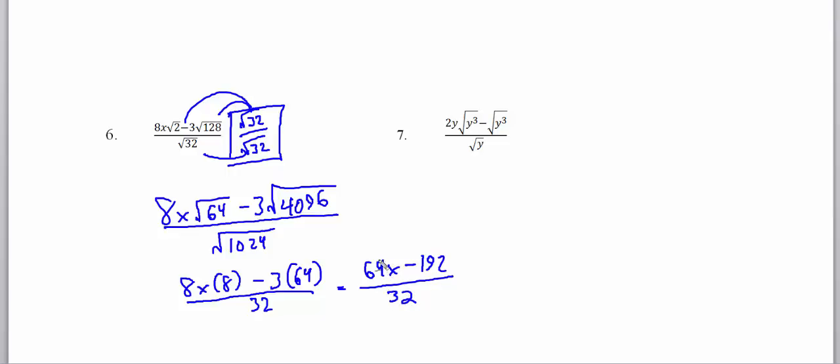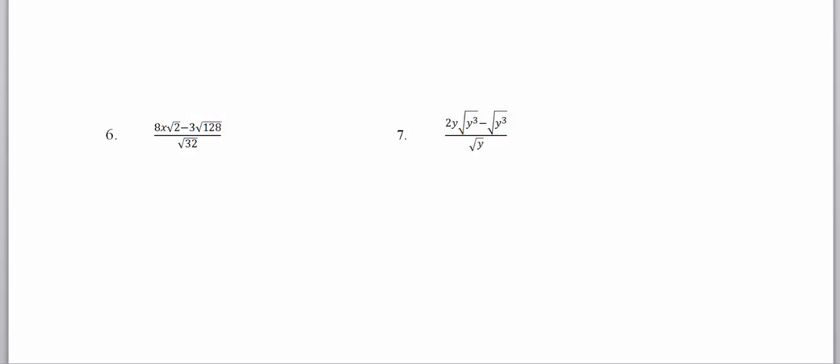What's great about that is 32 is divisible by both of these numbers. So if I break this up into 64x over 32 minus 192 over 32, I can now divide this to make 2x, and I can divide these two to make an answer of 6, because 32 fits into 192 6 times. So my answer is 2x minus 6. But this isn't the only way to do the problem. In fact, I want to show you another way to do number 6 that would use some different rules that we learned this week, but would still get to the same answer of 2x minus 6.